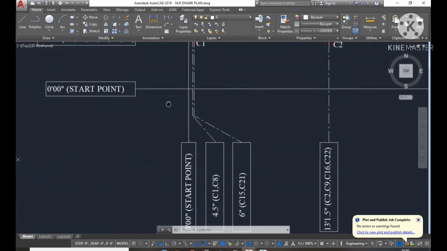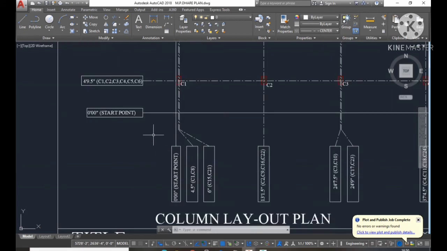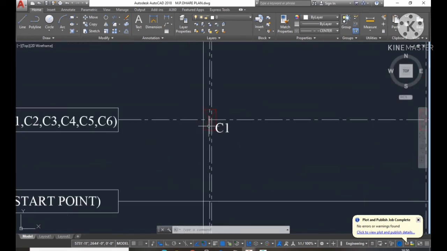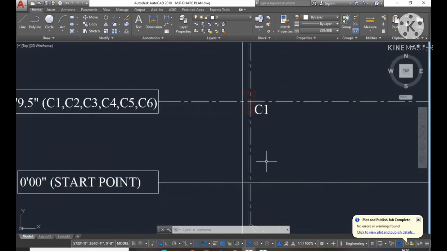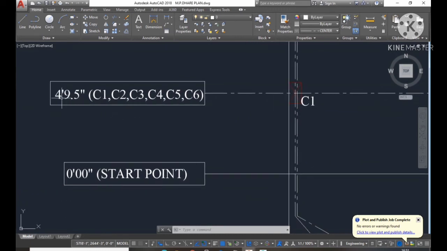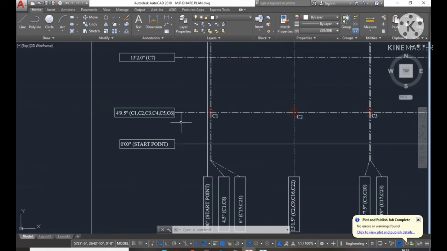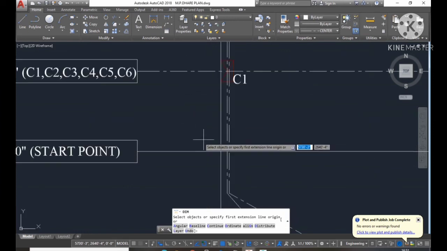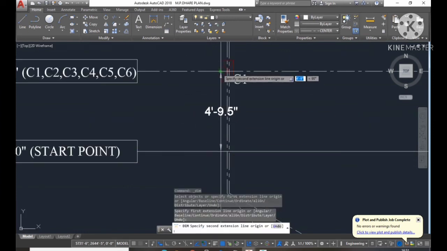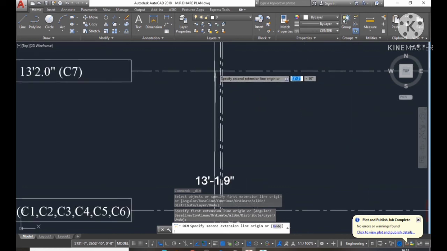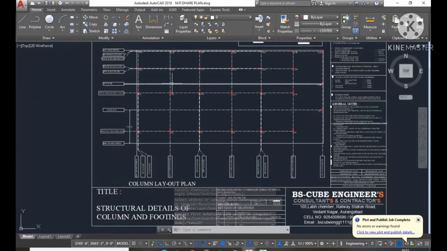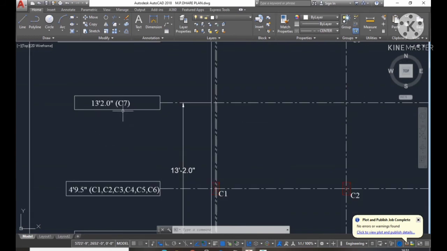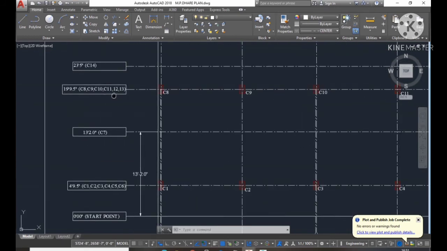So see this, 0 feet 0 inches is the start point, and on the y-axis also 0 feet 0 inches is the starting point. And here is the center line of the columns. All the columns here are of the same dimensions, and because of that the orientation is also the same, so the center line is the same. 4 feet 9.5 inches is the column center on the y-axis. See this 4 feet 9.5 inches. See this 13 feet 2 inches of C7. First of all, C1 to C6 are on the same center line in the y direction, and C7 is a single column at that location.